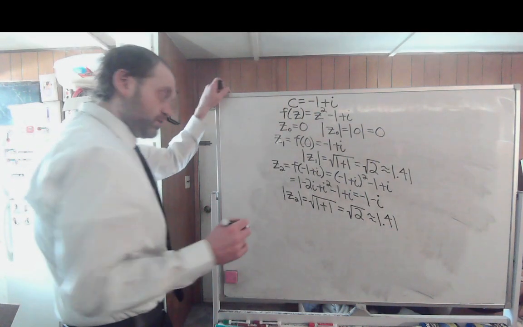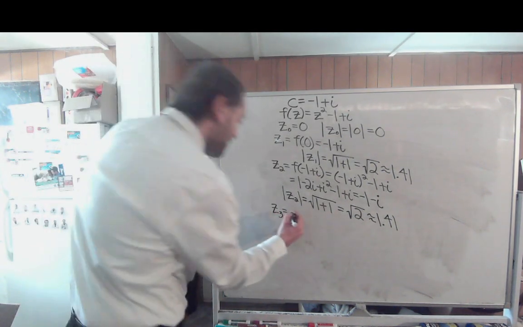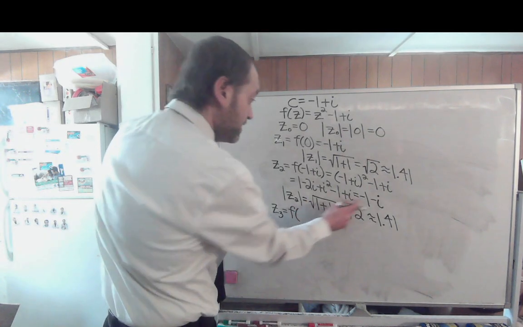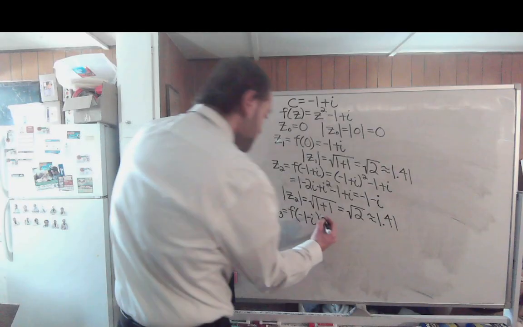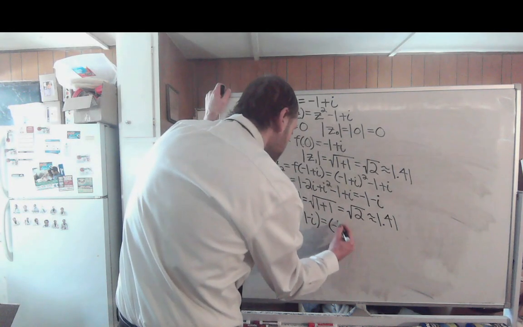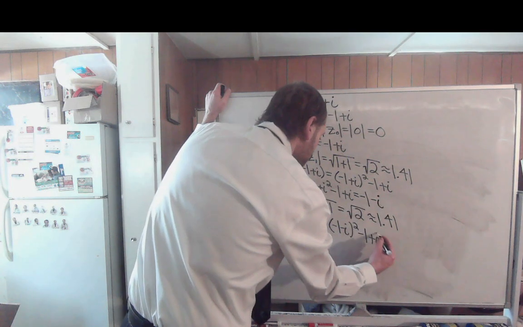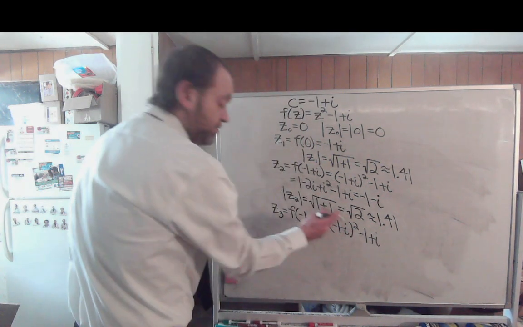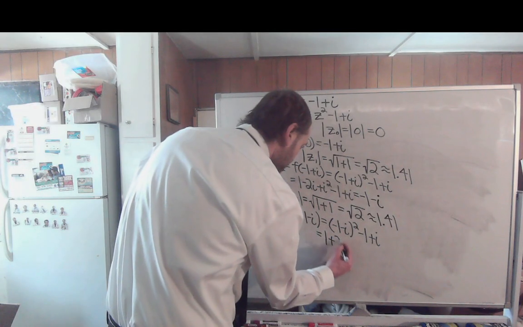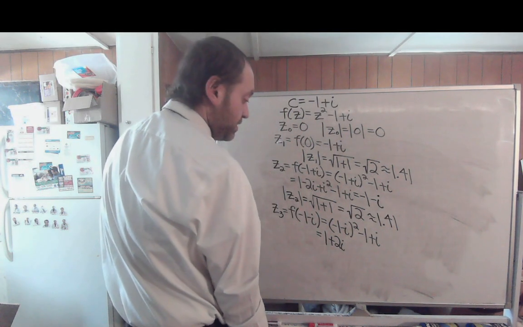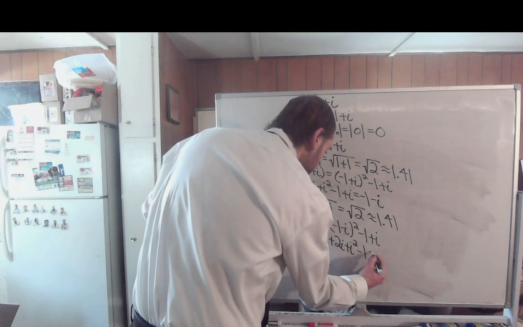Now let's, for good measure, find z sub 3. z sub 3 is equal to f of z sub 2, which would be f of negative 1 minus i. So you'll put in that negative 1 minus i, raise that to the second power, then minus 1 plus i. So negative 1 to the second is positive 1. Then this would be plus 2i. And then you would end up having plus i squared minus 1 plus i.